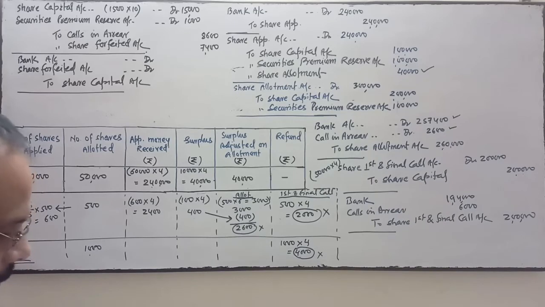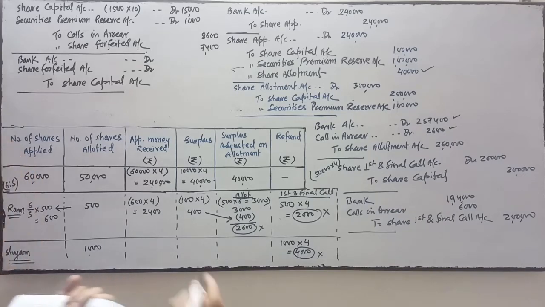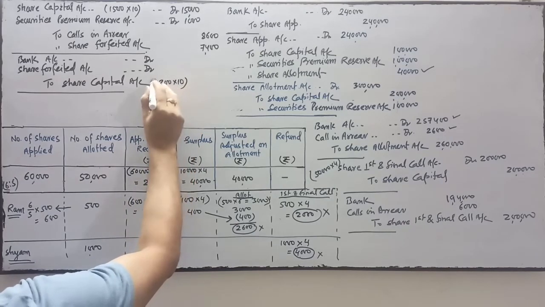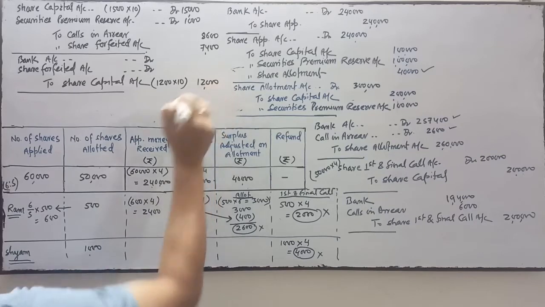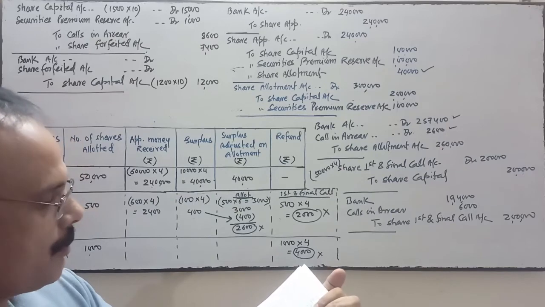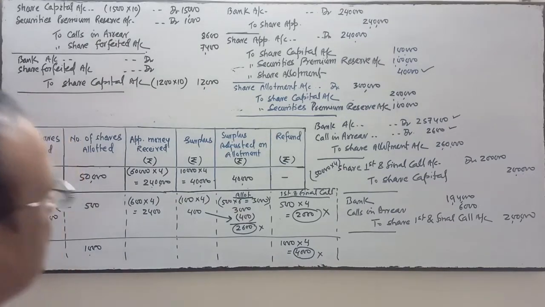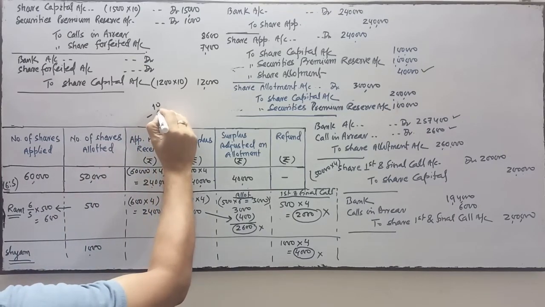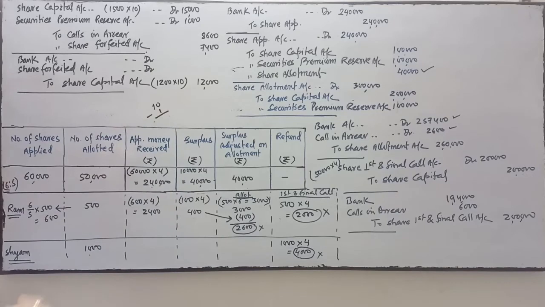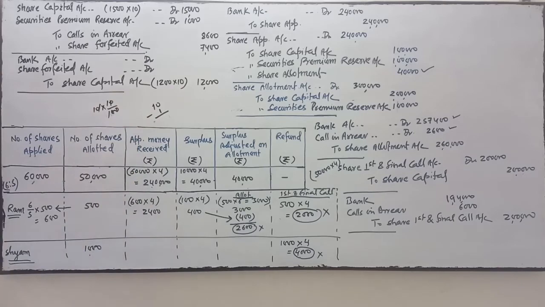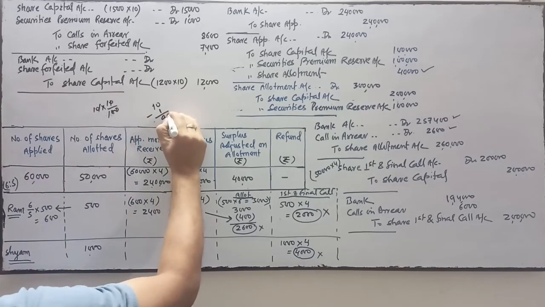So out of the forfeited share, 1200 shares were reissued. 1200 shares into 10 as fully paid, so 12,000 will be credited. 1200 shares including all the shares of Ram were reissued at a discount of 10%. This is the 10 rupees share and it is reissued at a discount of 10%. It means 1 rupee is the discount. 10% of what? 10% of face value. So 10% of face value is rupee 1. So it means the forfeited share is reissued at rupees 9.